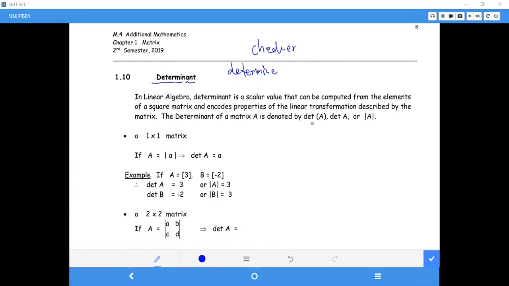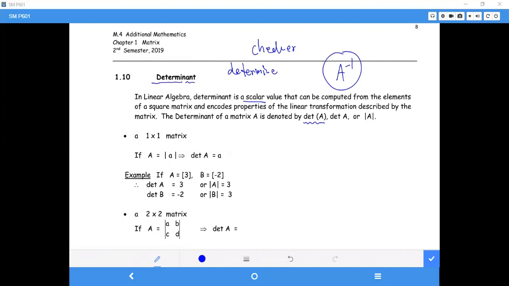Okay, so the determinant is a scalar, and you are going to use that value to check whether your matrix has an inverse or not. It will have an inverse or not depending on the determinant, and I'm going to tell you later how to use it to check whether your matrix has the inverse or not. Okay, and that is a symbol.